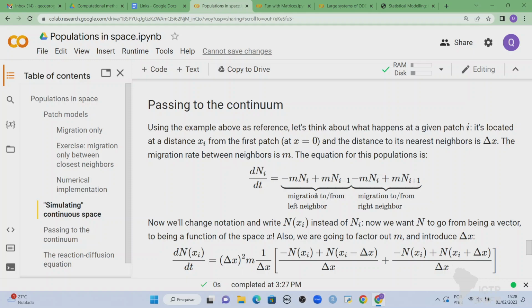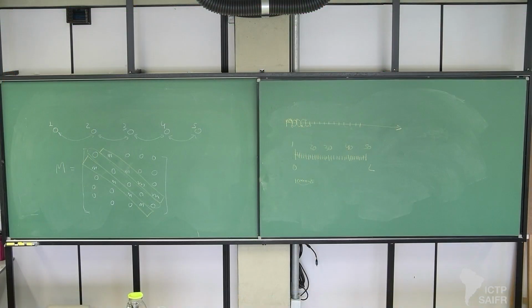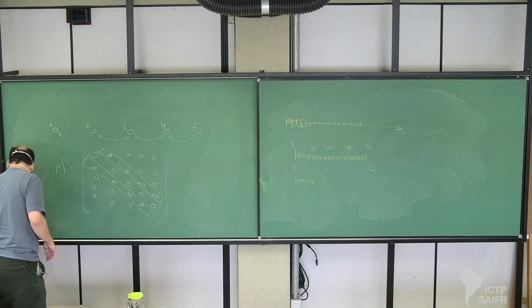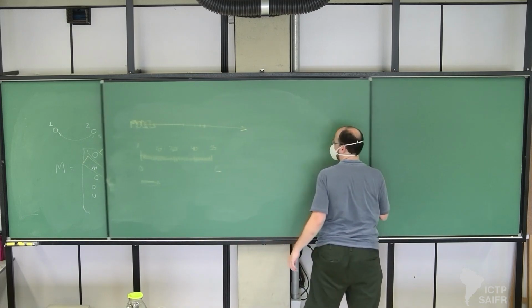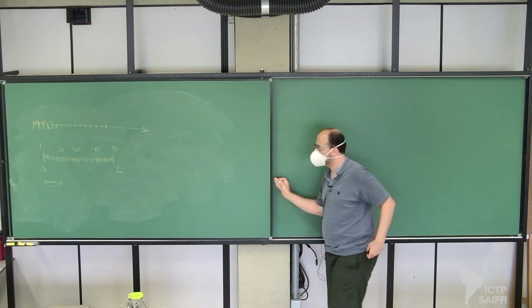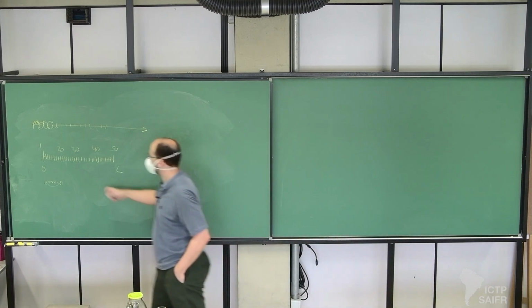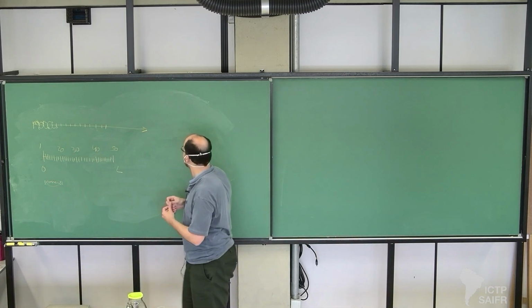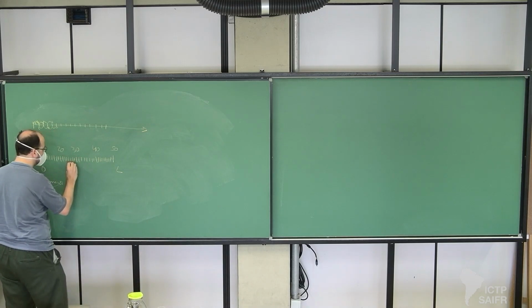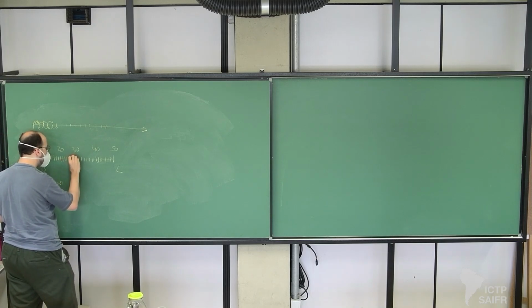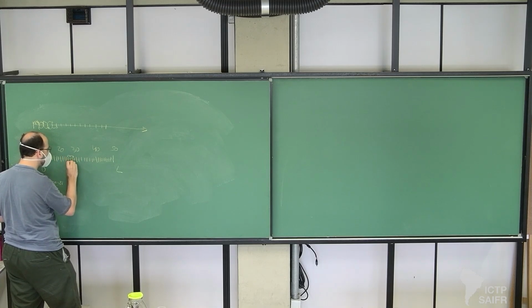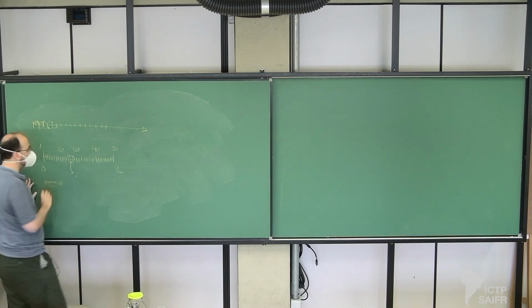For that, let me go back to the board. I think on the board it's clear. So let's try to do this. What is the equation that we had for each of those patches? If I look at some patch over here, I'm going to call this patch i, and this patch i only sends individuals to the two nearest neighbors and receives individuals from the two nearest neighbors.